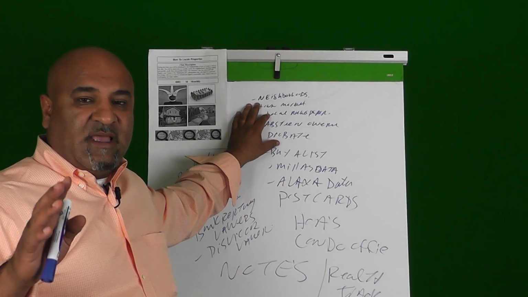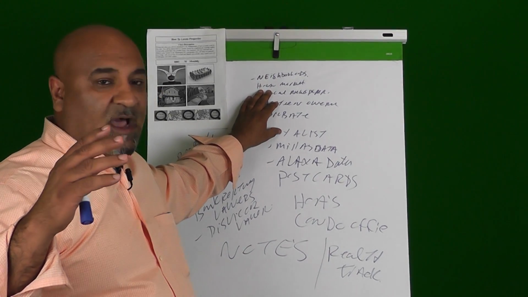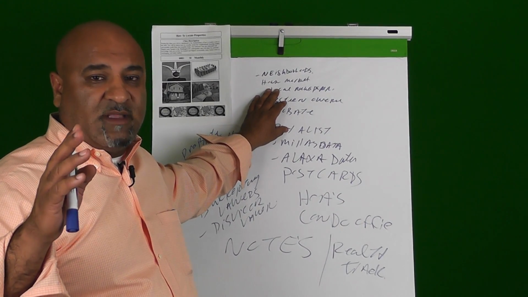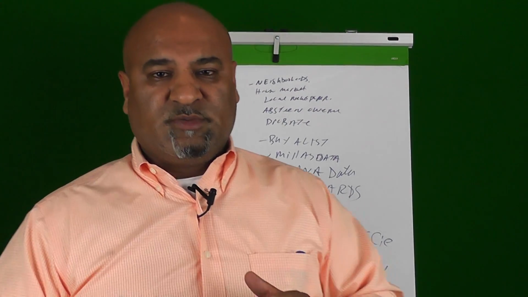One of the things that you want to look at is your neighborhoods. You want to look at the housing market in your neighborhoods. You want to look at the local newspapers. A lot of times the local newspapers have good information about probates, about estate sales. They have information about for sale by owners. So look at the local newspapers as well.